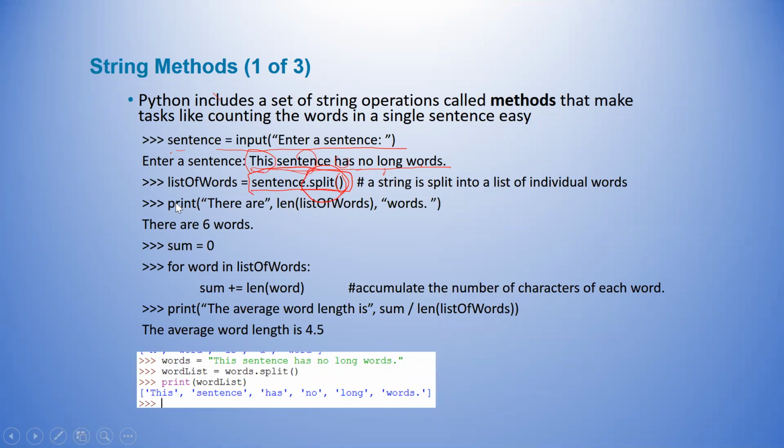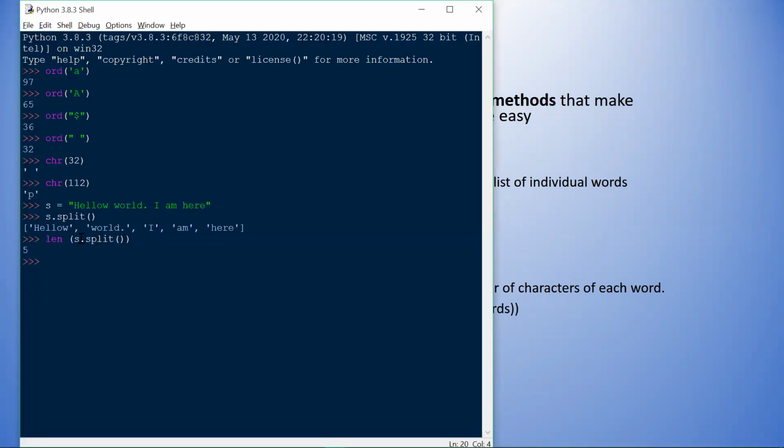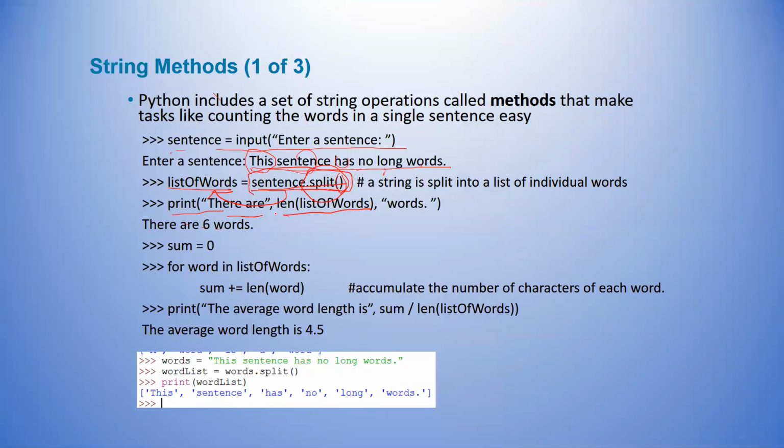Here, print there are len list of words, right? You are splitting it and then assign that list to this variable. For me, I didn't. I just used it directly here, right? Okay, and then you get the len of that. And then there are 6 words. Okay.